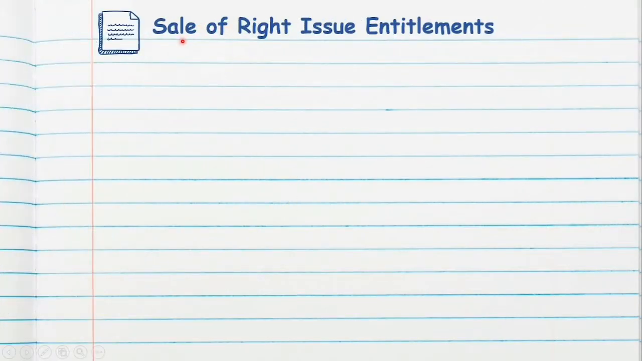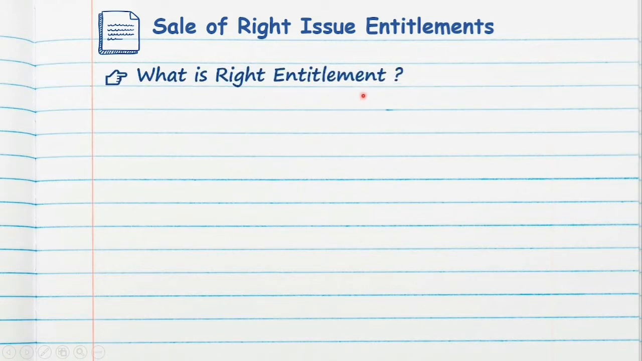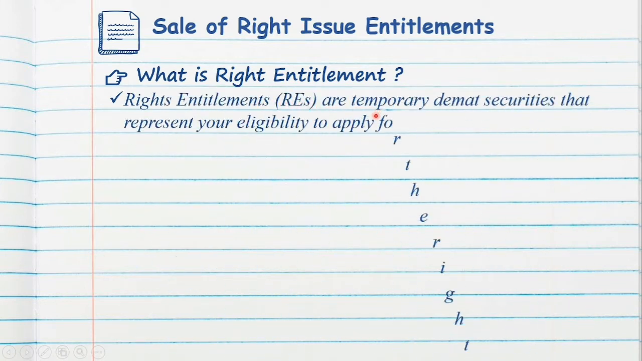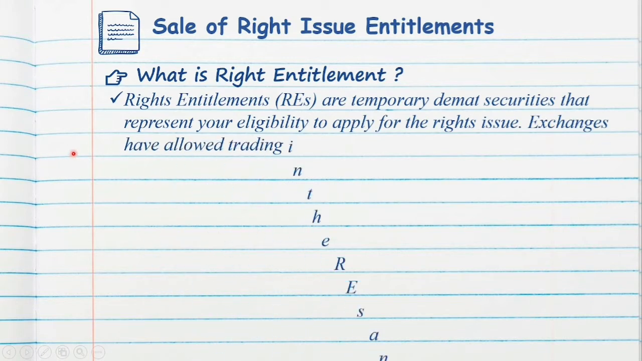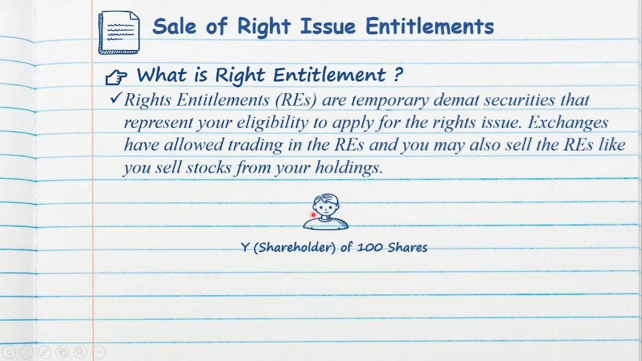Before considering the sale of rights issue entitlements, first let us understand what is a rights entitlement. Rights entitlements are temporary demat securities that represent your eligibility to apply for the rights issue. Let us consider the same example of Y, a shareholder holding 100 shares. In this case, his eligible rights entitlements will be 1/10th of shares held by him, that is 10 shares will be the rights entitlements of shareholder Y.